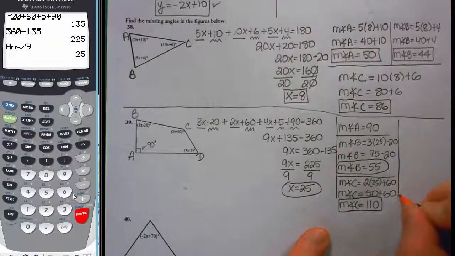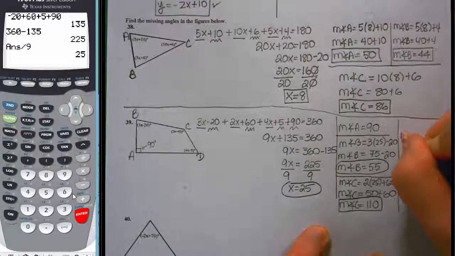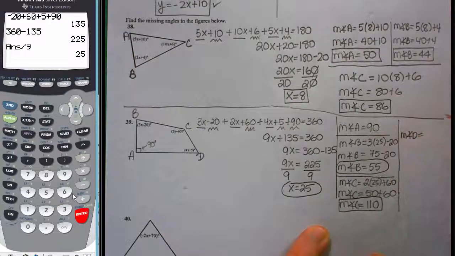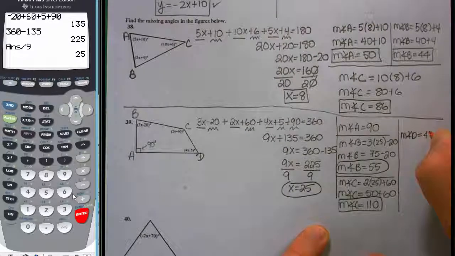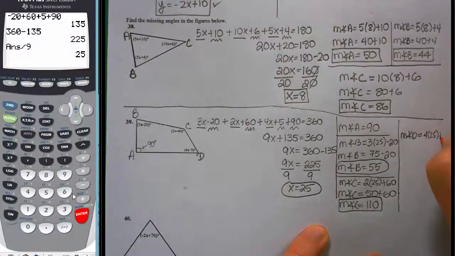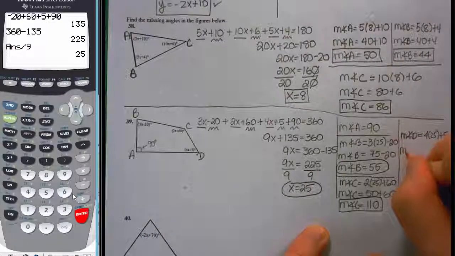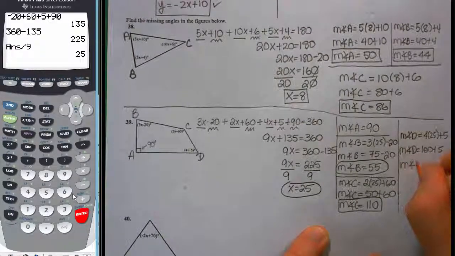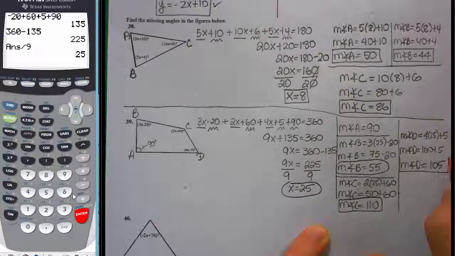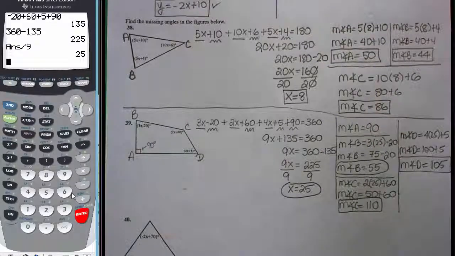And now all we need to do is find the angle D. Alright, the formula is 4x plus 5. So it'll be 4 times 25 plus 5. 4 times 25 is 100 plus 5. Angle D equals 105. So that concludes our problem number 39.